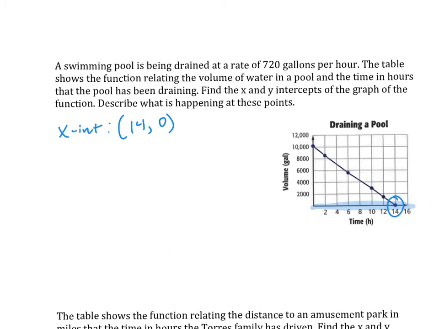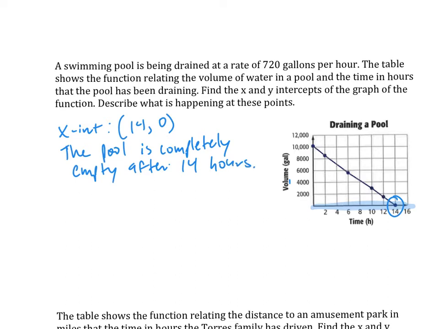Okay, and what's happening at this point? Well, we're draining a swimming pool. It's drained at a rate of 720 gallons per hour. The table shows the function relating the volume of water in a pool and the time in hours that the pool has been draining. So what is actually happening here is that our volume of water has gone down to 0. So it takes 14 hours to completely empty the pool. Okay, so what's happening at this point is the pool is completely empty after 14 hours. That's the real-world context of what's happening at that x-intercept.